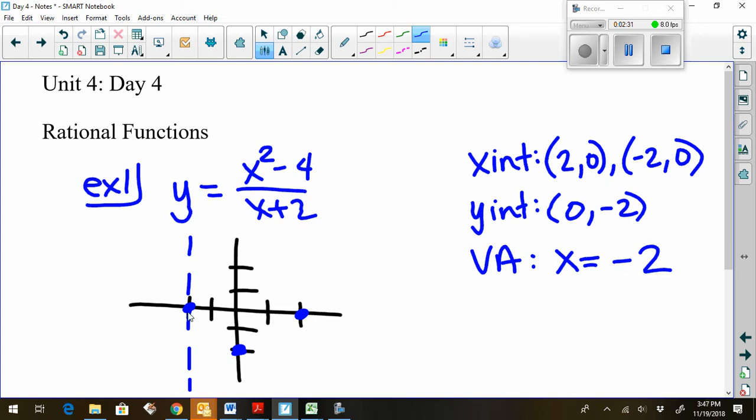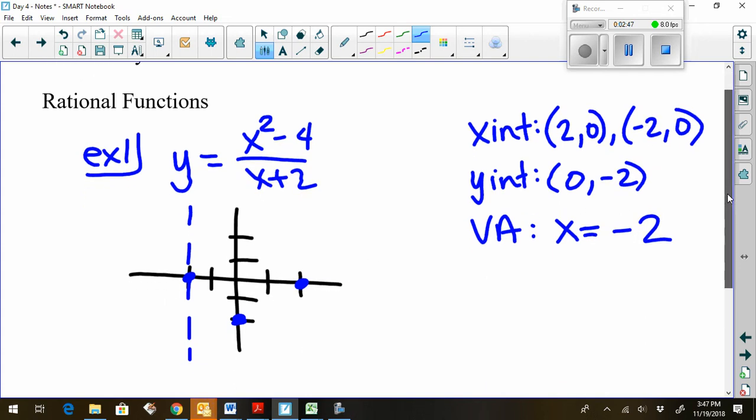remember that my vertical asymptote is a line that my function approaches, but it never touches it. However, my function is telling me that I also need to have an x-intercept at this point, (-2, 0). Well, those two things are contradictions of each other. So we're going to go into the math as to why those are contradictions.